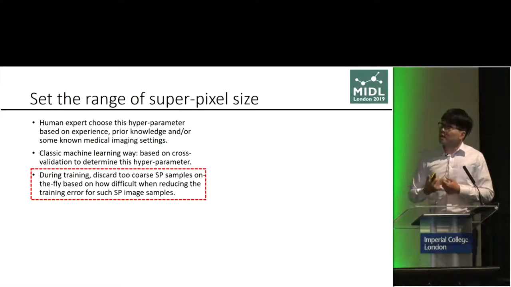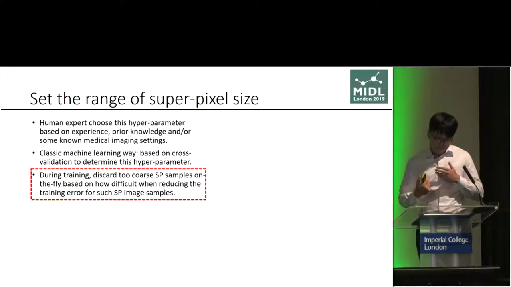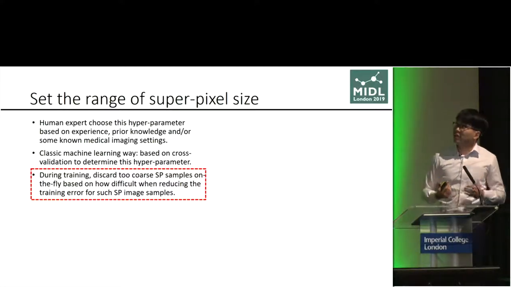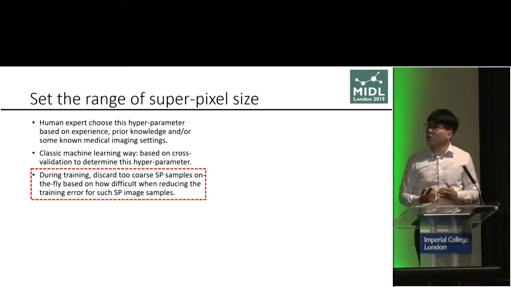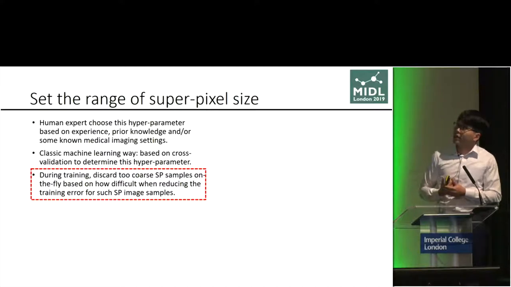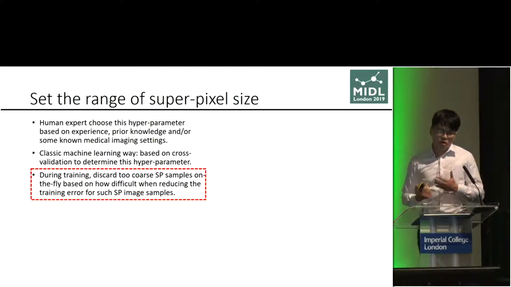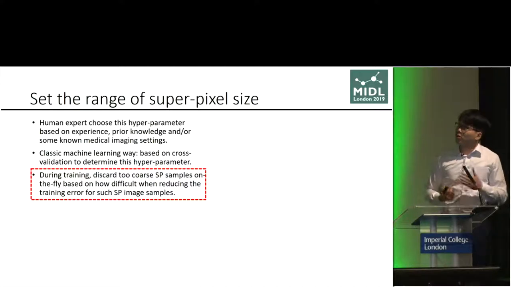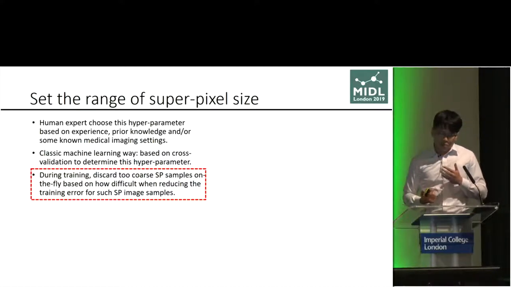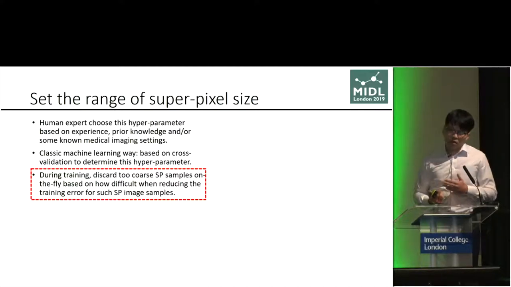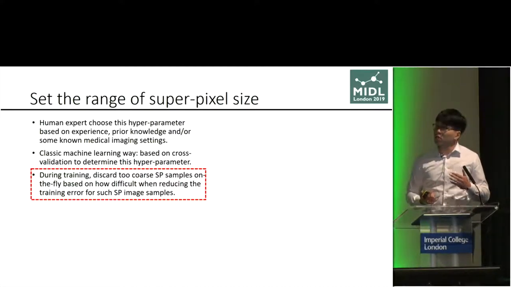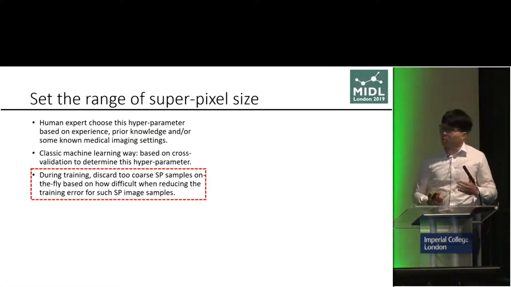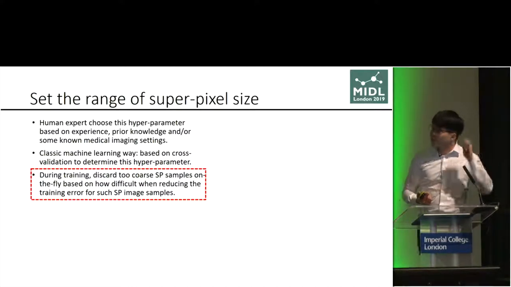Another way is a little fancier. You generate the SP images in the first place, and you don't care too much about whether they're too coarse or too fine. During training, you discard the too coarse images if their training error doesn't drop significantly during a time period. Basically, in this setting, you want to record the training error for every sample. For certain samples, when the training error doesn't drop, it means it's too hard for the model to fit, and you may want to drop those out of the training set.